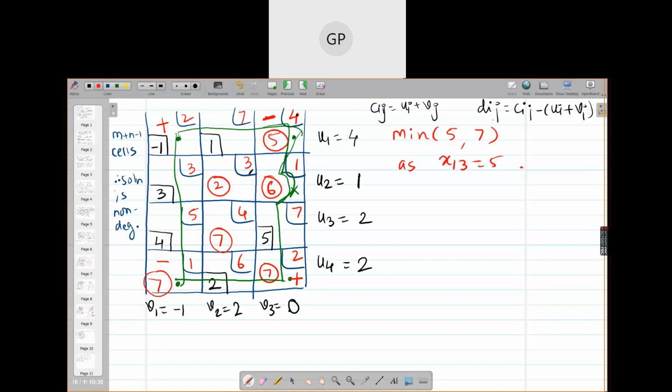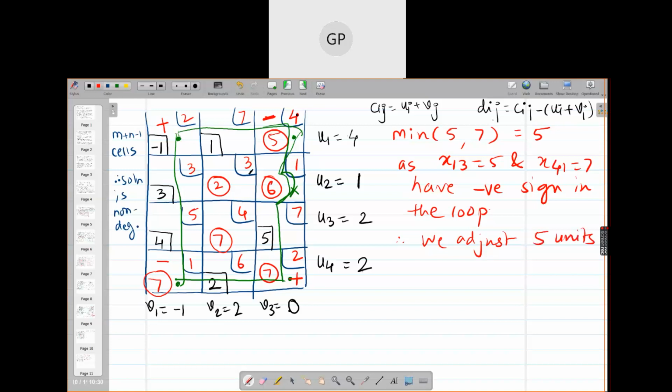The cells with negative sign in the loop are x13, which is 5, and x41, which is 7. Therefore we have to find the minimum of them. So the minimum of 5 and 7 is 5. Therefore we adjust 5 units in all the cells which are in the loop.